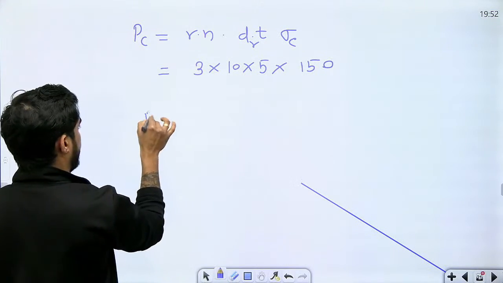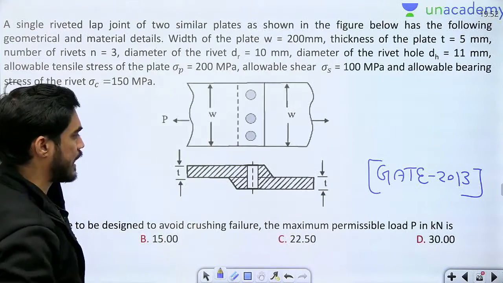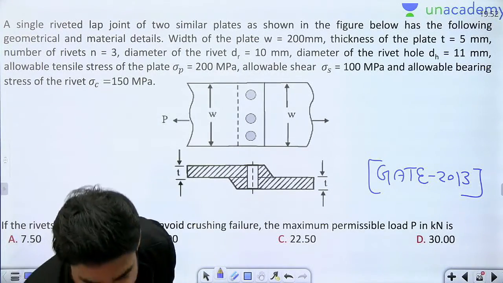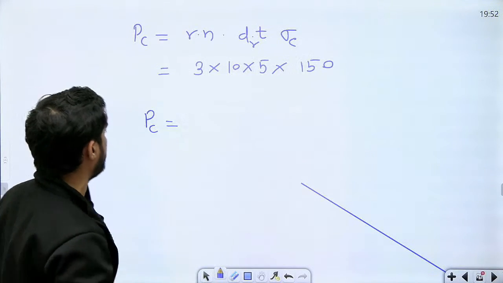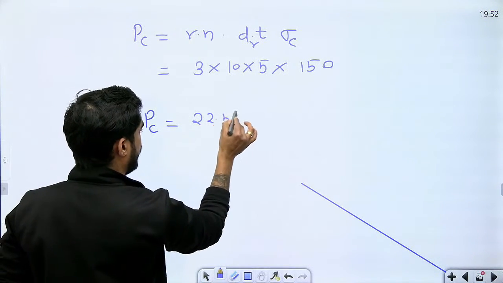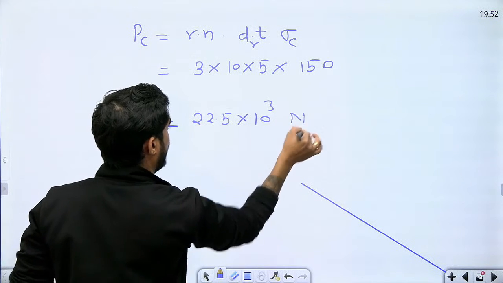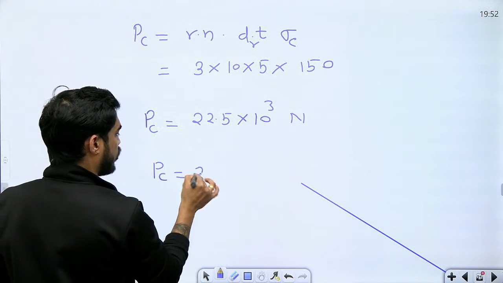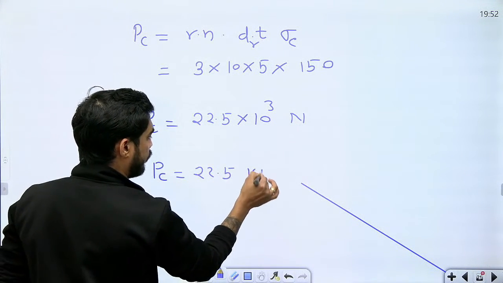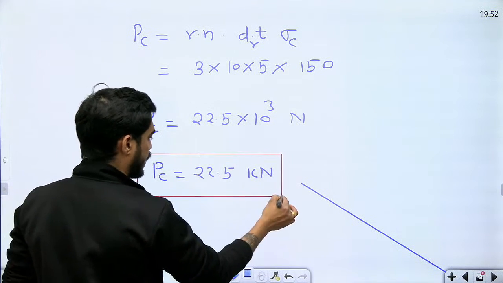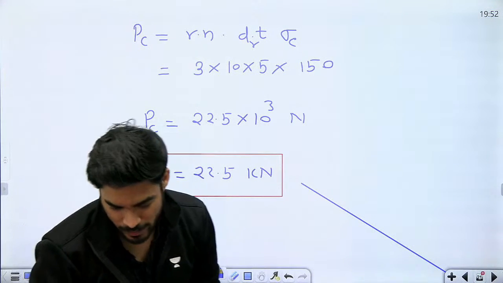So how much Pc will I get? 22.5 kilonewton. Very good. This will be 22.5 into 10 to the power 3 Newton, or 22.5 kilonewton. Very good. Very good Palak, Jitendra.